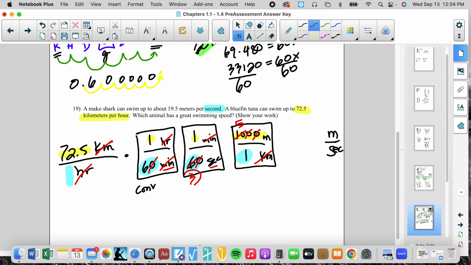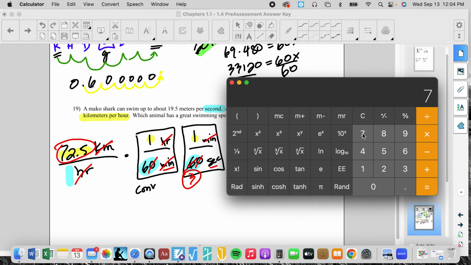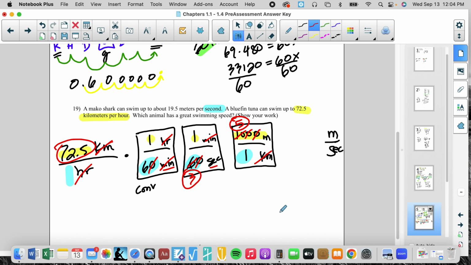What am I left with? I have the 5, and now I have 72.5. So let's do that. 72.5 times 5 gives me 362.5 meters. And in my denominator, I have 1, 6, 3, and 1, which makes 18. So I know that the bluefin can swim 362.5 meters for every 18 seconds.